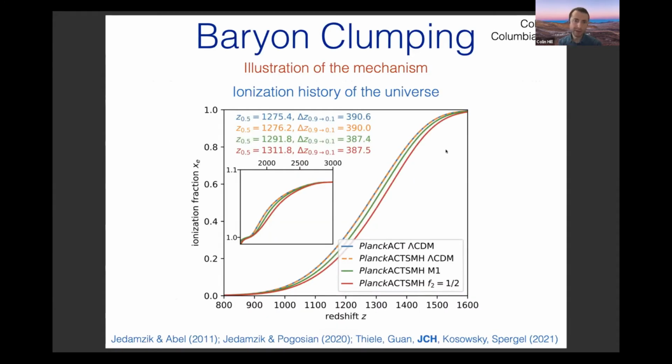So just showing you how the mechanism works here. This is the ionization history of the universe. Lambda CDM is blue or dashed orange. And then two different baryon clumping models are here in green and red. And all you should take away is basically just that recombination is being pushed to higher redshifts, as you can see by looking at the midpoint of the recombination process here. Another thing to note is that the width of the recombination process also changes a little bit, which means that the polarization power spectrum is going to have some non-trivial changes in these models.